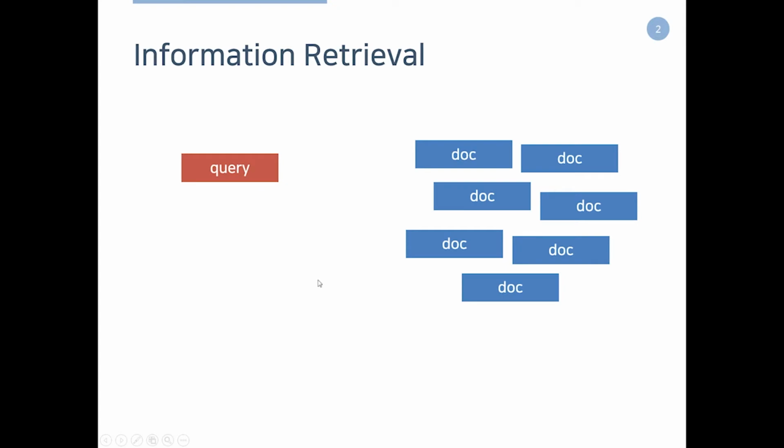What is information retrieval? In academic meaning, we have a query and lots of documents called a corpus, and our task is to find one or more documents which contain the answer to this given query. Like this document has an answer and others do not.